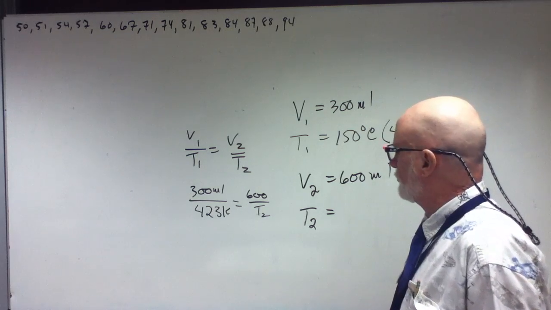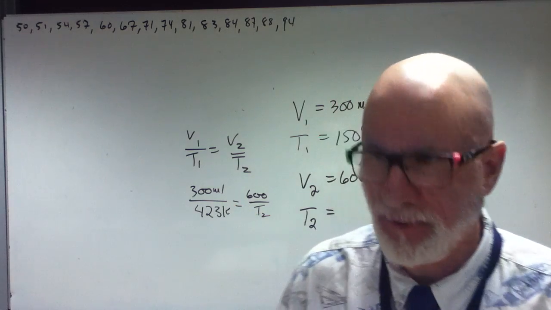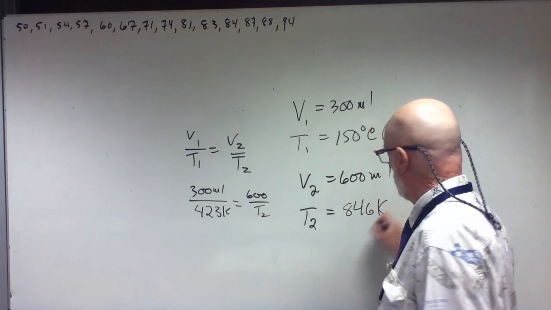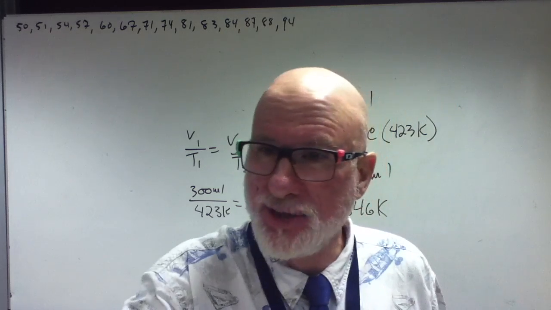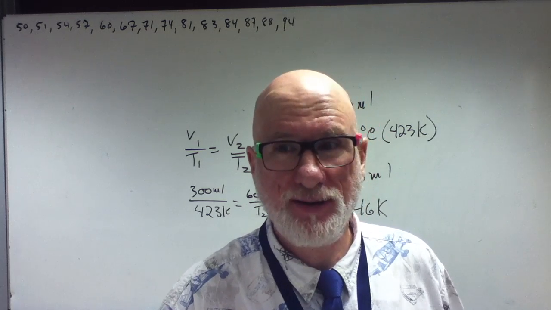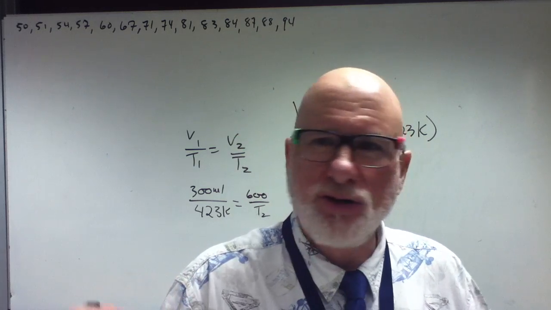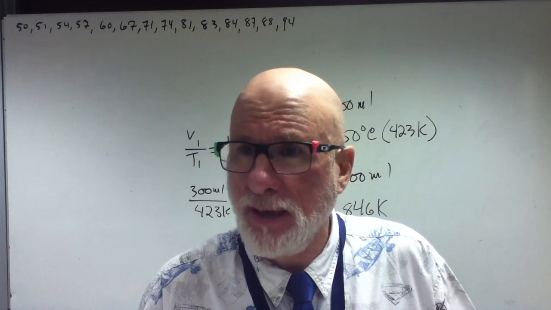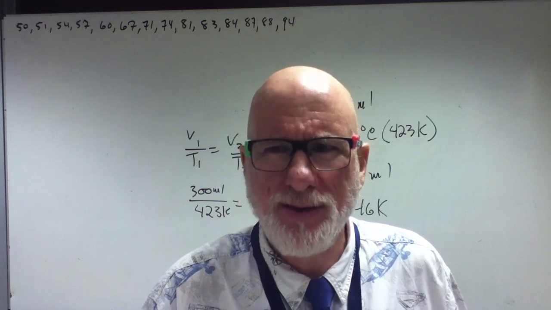Okay, so what's the answer? What's T2 going to be? What's 423 times 600 divided by 300? 846 Kelvin, right? You double one, you double the other, right? Now, Antoine, I'm picking on you today. It's a good thing. Say thank you, Mr. Darcy. Thank you, Mr. Darcy. You're welcome. He's so polite. If you double the volume, you double the temperature, right? But you double the Kelvin, right? Are you doubling the Celsius? It's a little weird, don't you think?